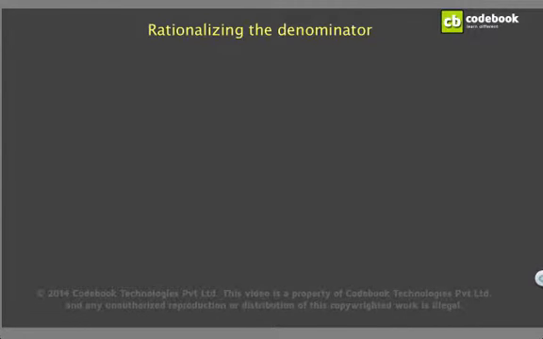In this lesson, we will talk about rationalizing the denominator. Let's consider a fraction whose denominator is an irrational number, for example, 1 by root 2. It is very difficult to calculate the value of 1 by root 2 because we don't know the exact value of root 2, because root 2 is a non-terminating, non-repeating decimal and it's an irrational number.